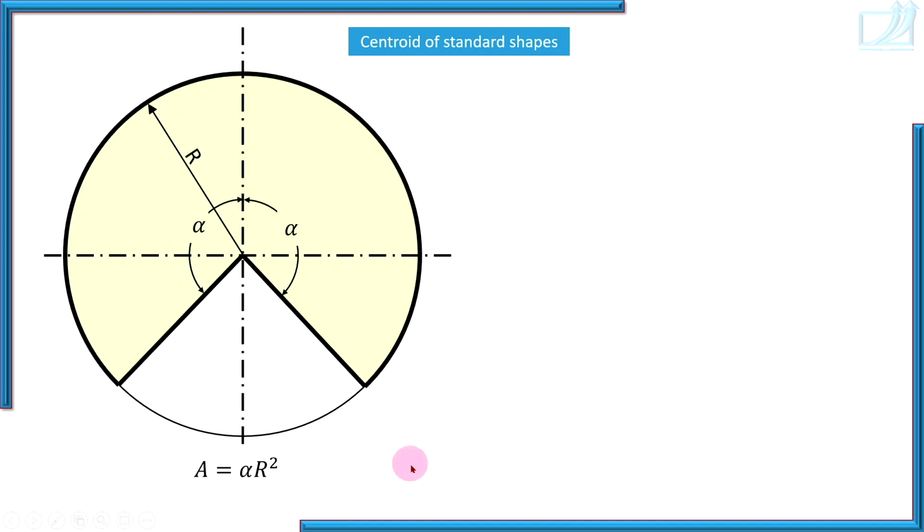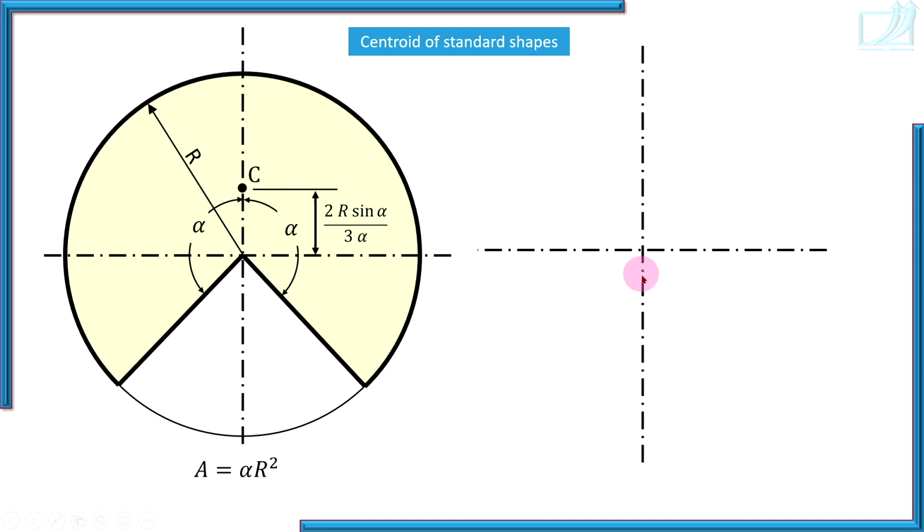Now the location of the centroid. In the case of a sector, the line bisecting the angle of the sector is the axis of symmetry. Here I have shown the centroid on the axis of symmetry. Try to understand, this sector is a portion of a circle, so here is the center of that circle. From the center of the corresponding circle, the centroid on its axis of symmetry lies at a distance 2r sin alpha by 3 alpha. So remember this formula, 2r sin alpha by 3 alpha.